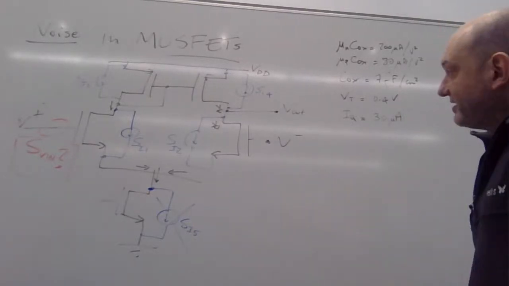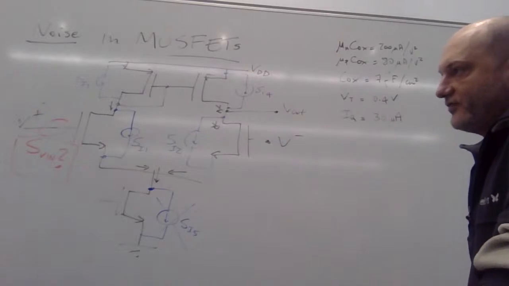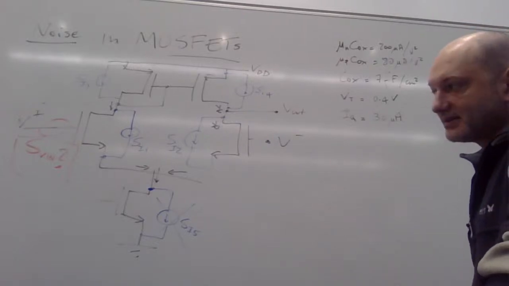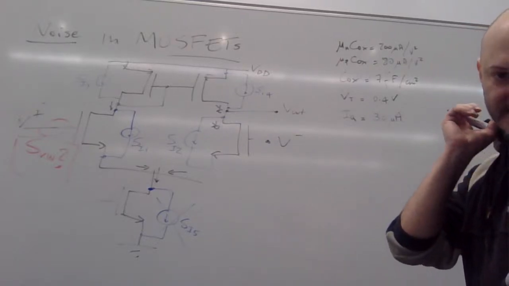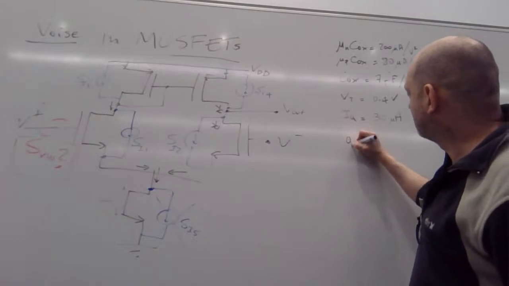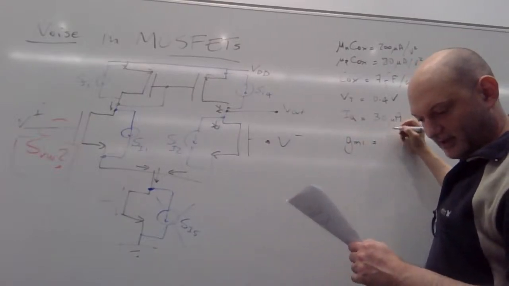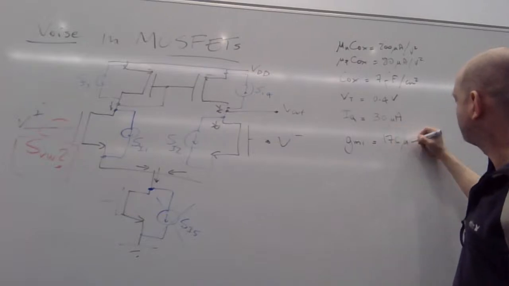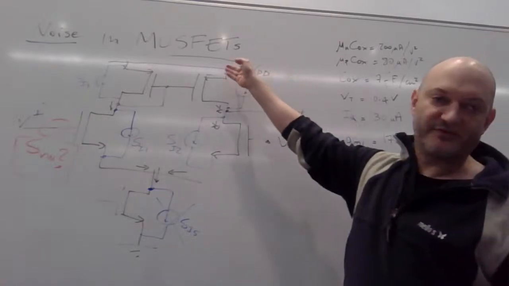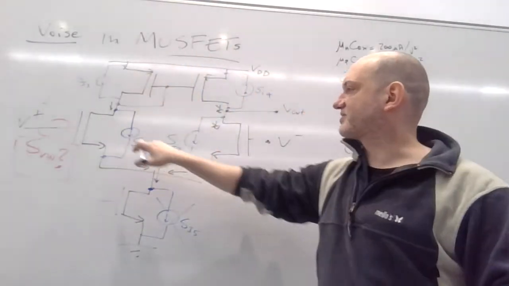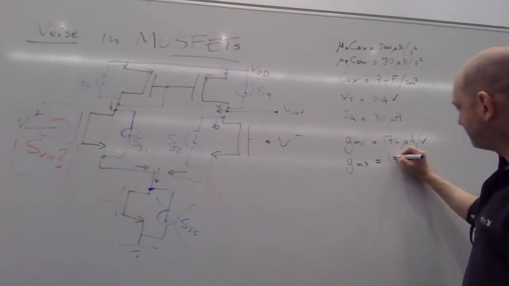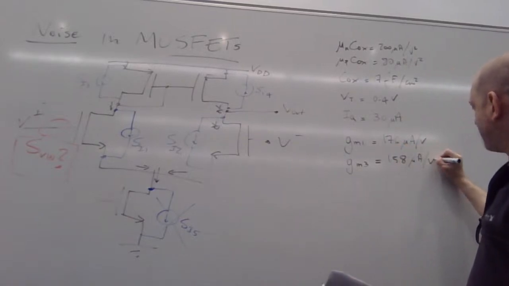Now, with these parameters, we really need to find all the transconductances of the MOSFETs as well as the overdrives. These have been done 1,000 times by now, so I'm not going to redo it step by step. The transconductance of M1, GM1, is 176 micro siemens, and GM3, which is of course equal to GM4, is 158 micro siemens. The transconductances of these two MOSFETs are the same, and of these two MOSFETs are the same.